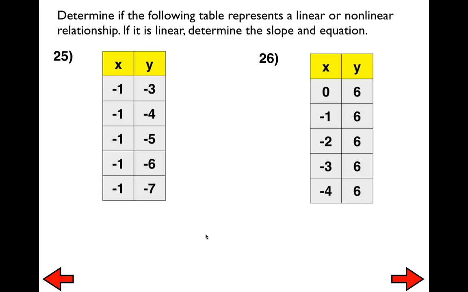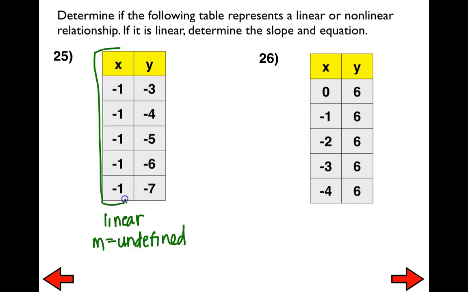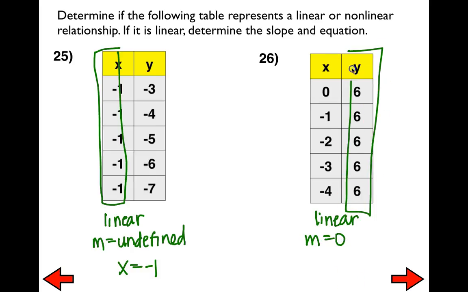Okay, so we're back, so let's go ahead and check to see how well you did. For number 25, the answer is, first, it is linear. The slope is undefined. And the equation is x equals -1. For number 26, it is also linear. This one, the slope is 0, and the equation is y equals 6.